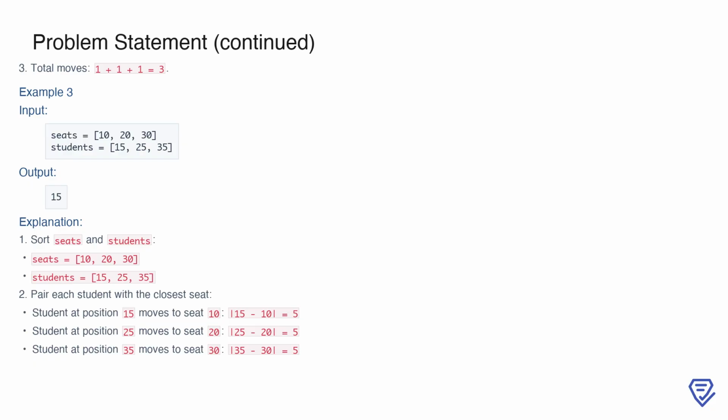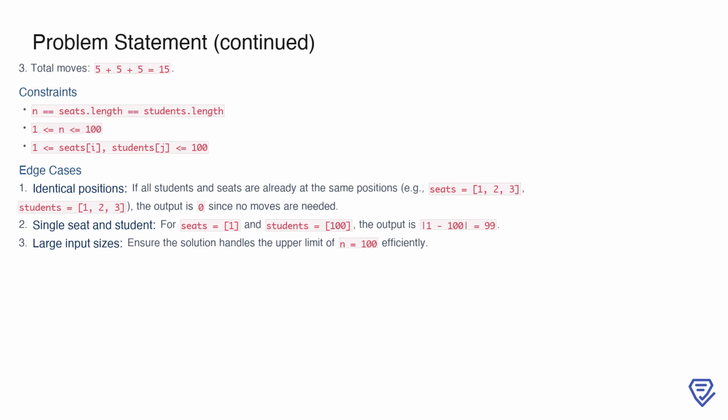Next, the student at position 25 moves to seat 20, with a distance of |25 - 20| equals 5. Finally, the student at position 35 moves to seat 30, with a distance of |35 - 30| equals 5. Adding these distances together, the total number of moves is 5 plus 5 plus 5 equals 15.